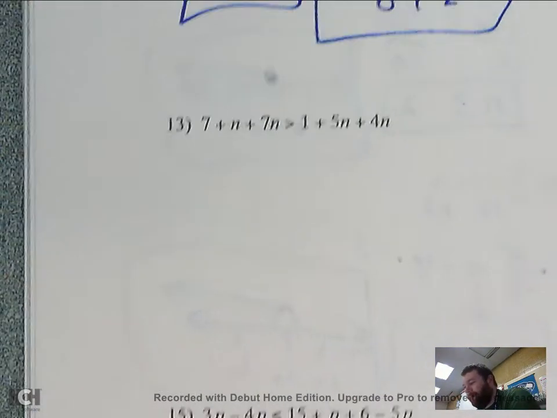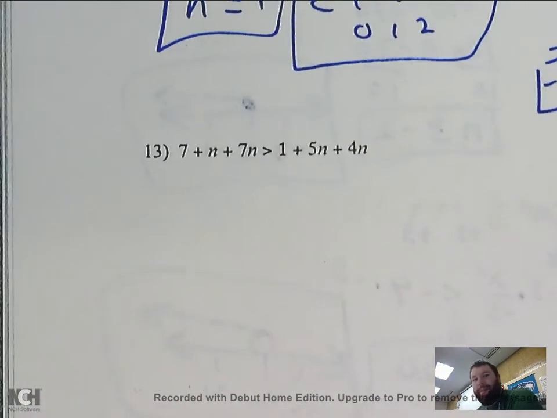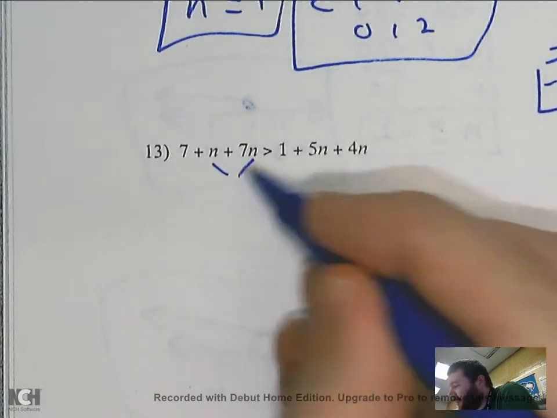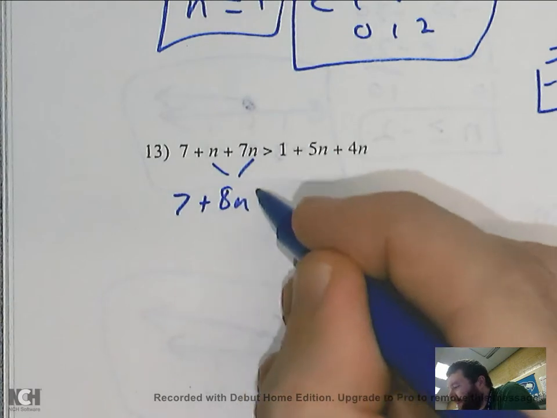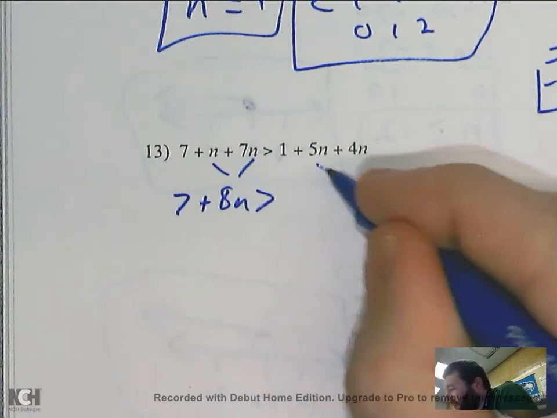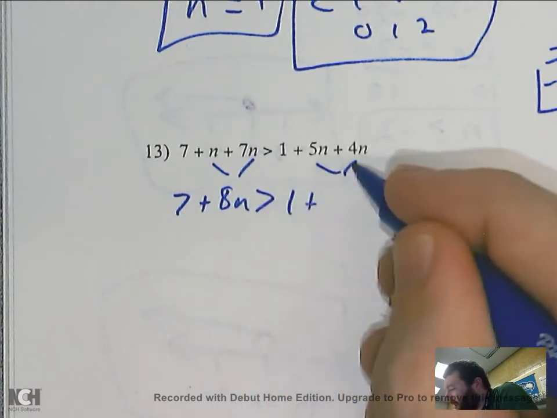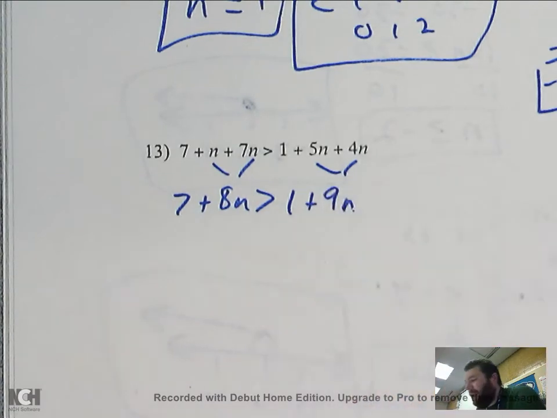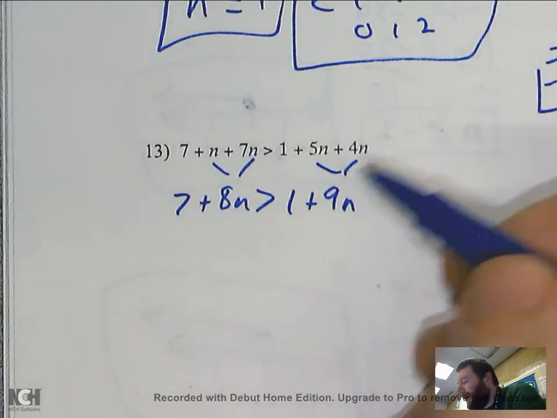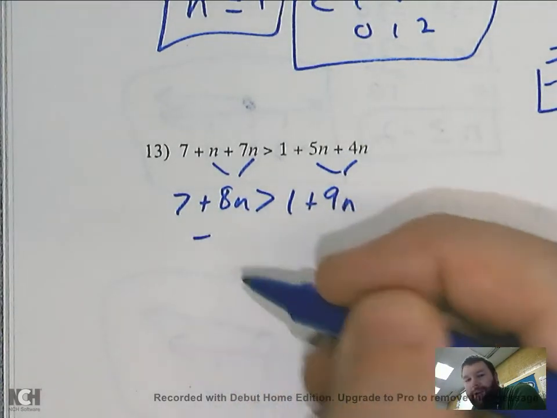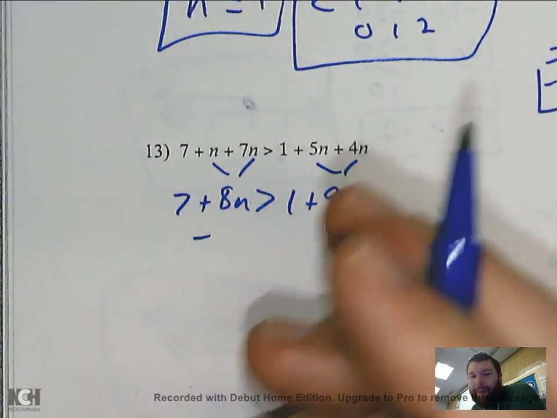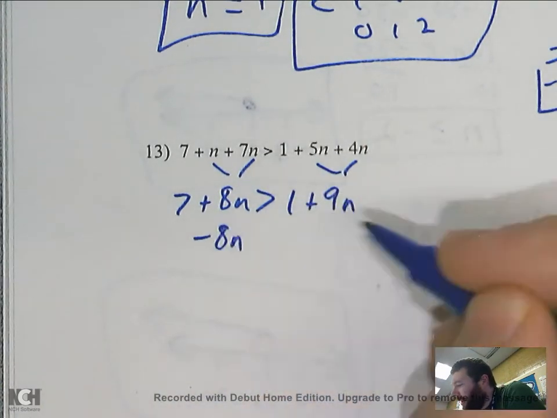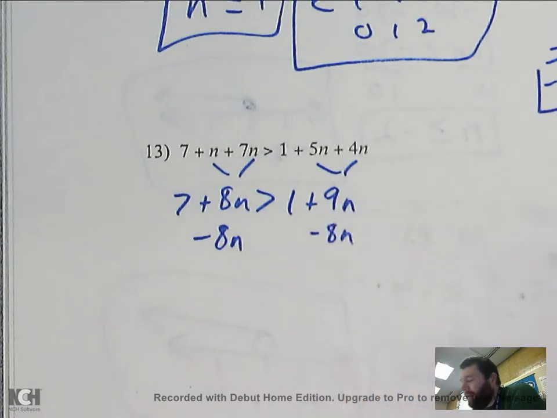Okay, not too tough, right? This one, I've got a couple of like terms here. So 7 plus n plus 7n is 8n. And then I've got another couple like terms over here. So 1 plus 9n. Then I'm going to move the variable to one side. So just like with equations, you just add or subtract them. With inequalities, I like to kind of keep them positive if I can, so you don't have to worry about flipping the sign. So I'm going to move the 8n, but you'd get the same answer if you move the other one too.